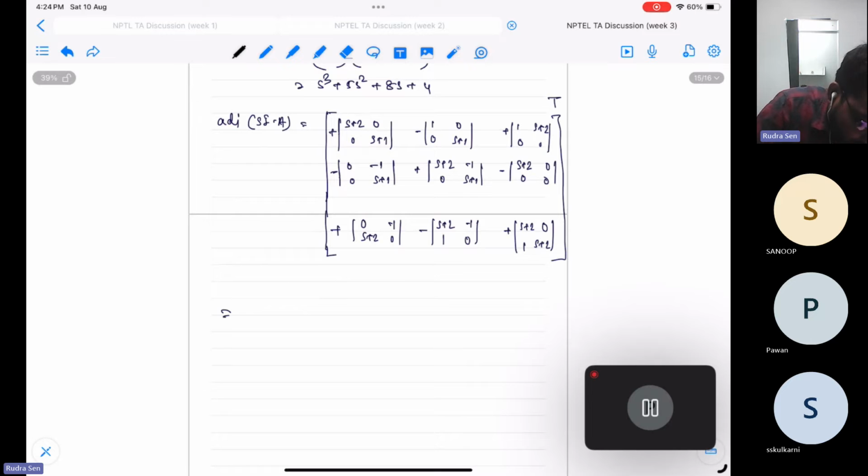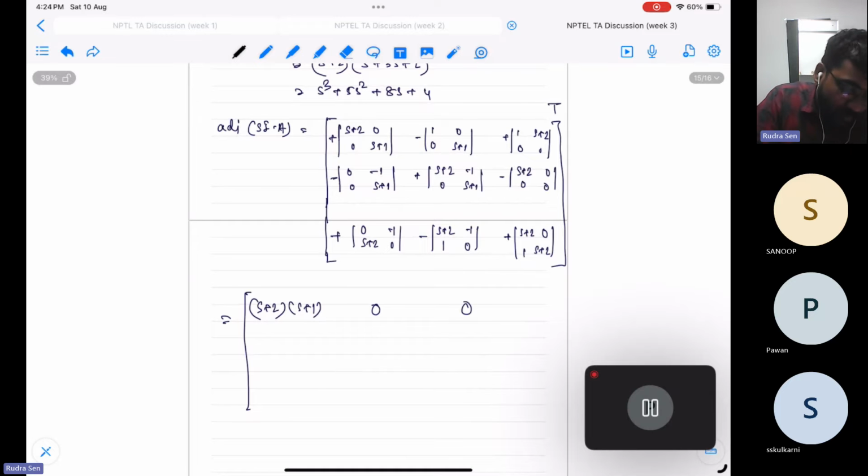So what I will get, this is s plus 2 into s plus 1. This is 0, and this is also 0. This is 0. This term is s plus 2 into s plus 1, and this is 0. This term is, sorry, this term is s plus 2 because minus into minus s plus 2. This term is minus of minus 1 minus 1, and this term is s plus 2 whole square.